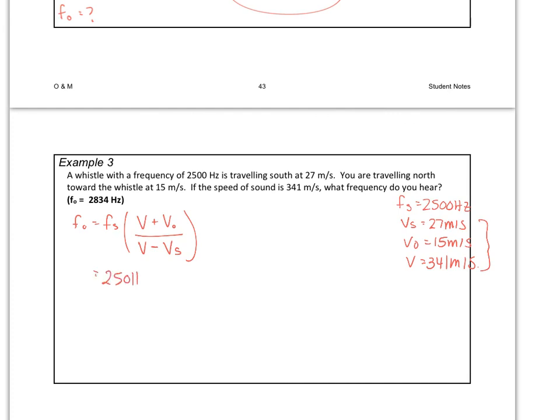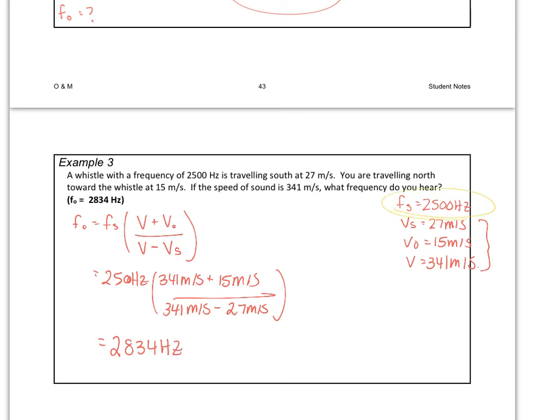Okay, 2500 hertz times 341 meters per second plus 15 meters per second, all over 341 meters per second minus 27 meters per second. We end up with 2,834 hertz. So it's much larger than our original frequency because both the source is moving towards the observer and the observer is moving towards the source. So we've amplified both of those increases, and we see a much more dramatic increase.